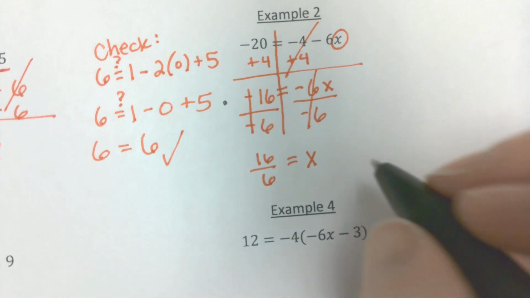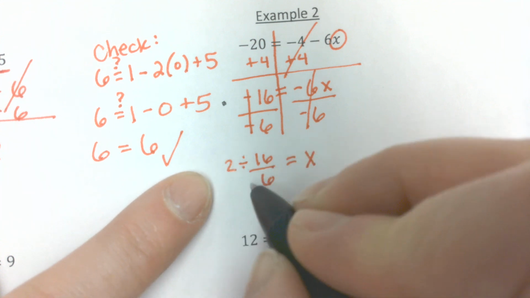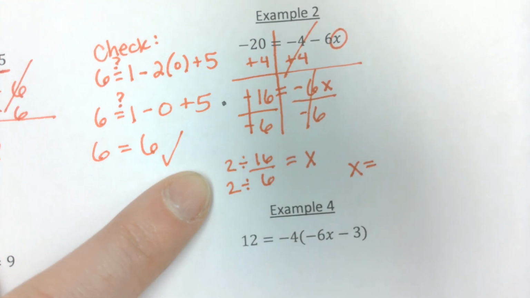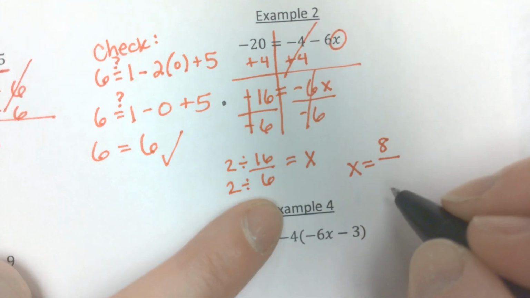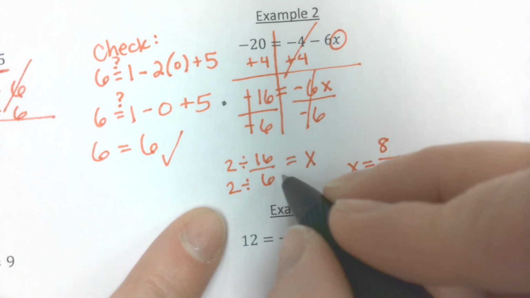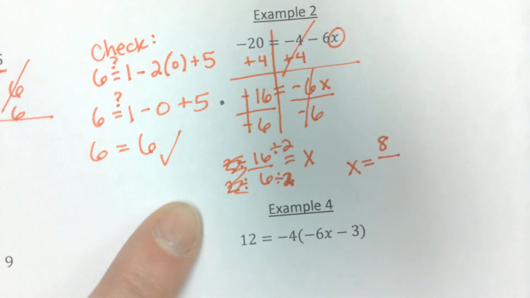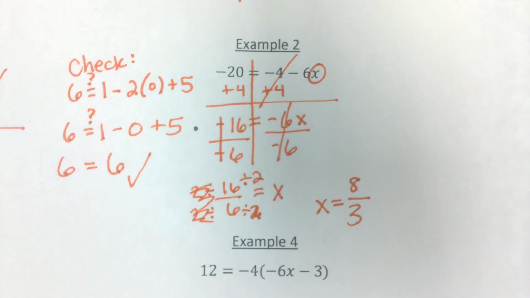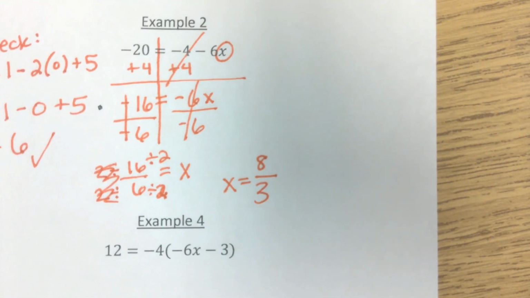But we could reduce it. They're both even, so I'd divide by 2. And I get x equals 16 divided by 2 is 8. 6 divided by 2, it's going the opposite way. I should have probably written it like this instead, because that doesn't make sense. So 8 over 3. And we can leave it just like that, so all we did was reduce it.